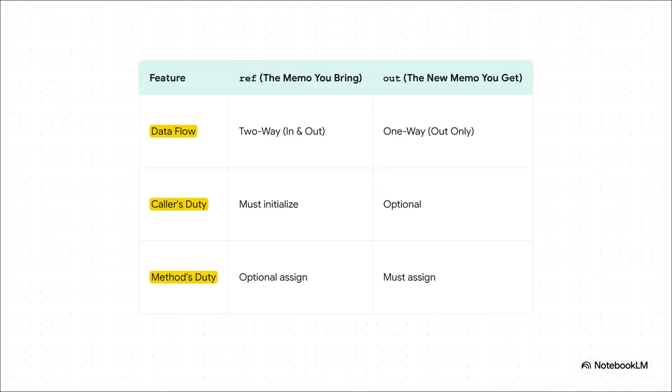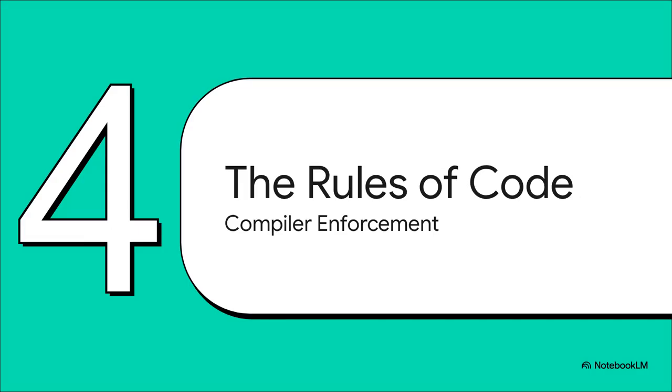And this table here basically turns that memo analogy into a set of rules. With ref, data flows both ways, in and out. So the code that calls the method has to provide an initial value. With out, data only flows one way, out. So the method itself has the responsibility to create that value. Now this isn't just a friendly suggestion. This is a hard contract, and the C# compiler is the enforcer. These are rules you can't bend, and if you try, the compiler will stop you in your tracks.